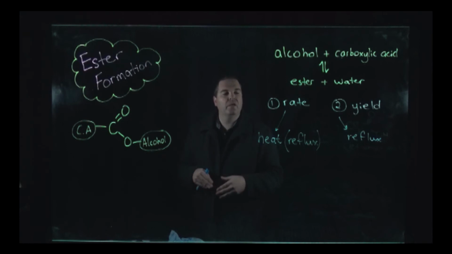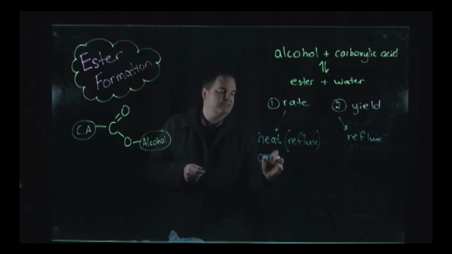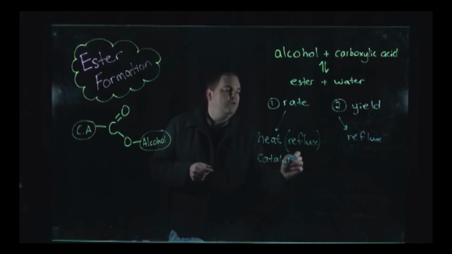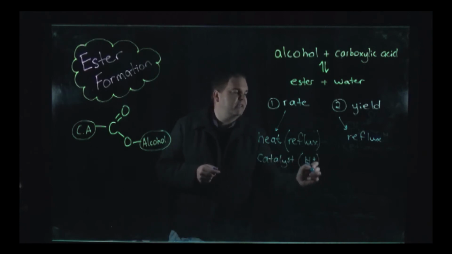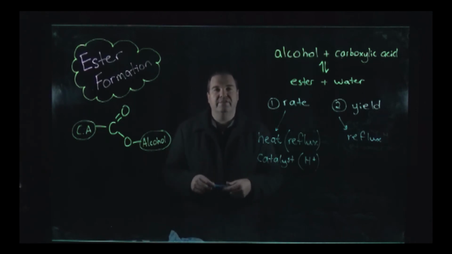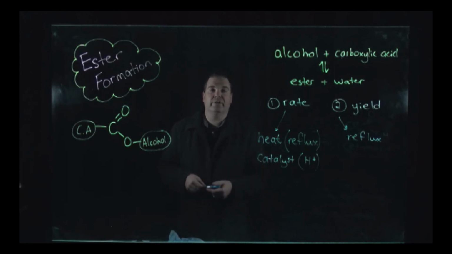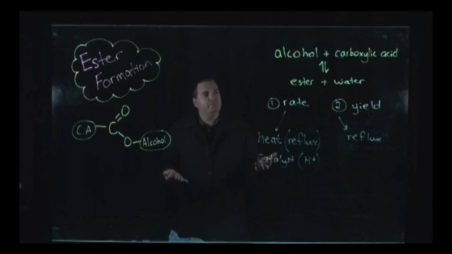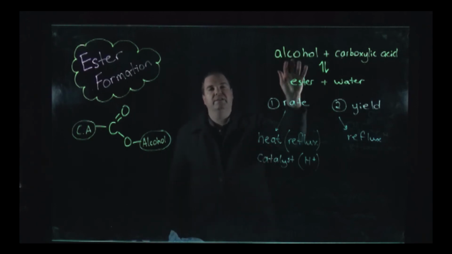period of time. The other thing that we use to increase the rate is a catalyst. And normally what we use is an acid catalyst, so something like concentrated sulfuric acid. Okay? Catalyst provides an alternative reaction pathway with a lower activation energy, which means it will increase the rate of a reaction.